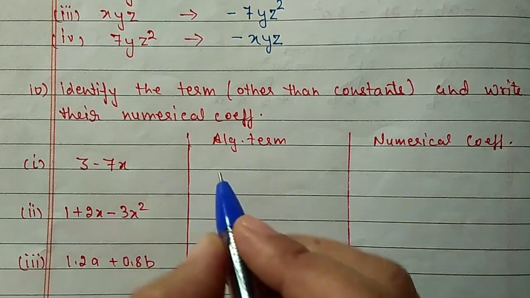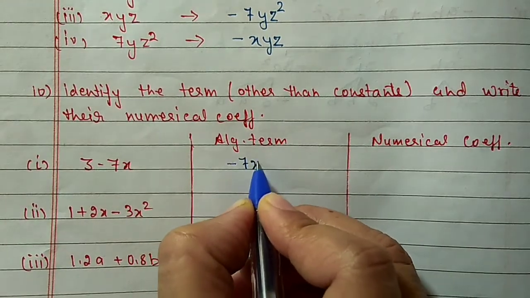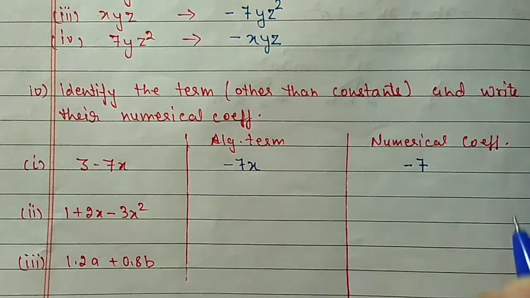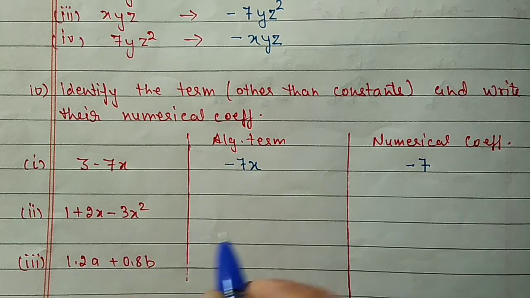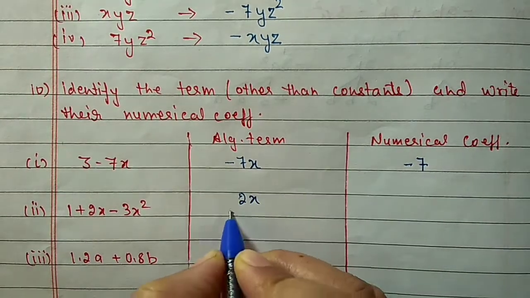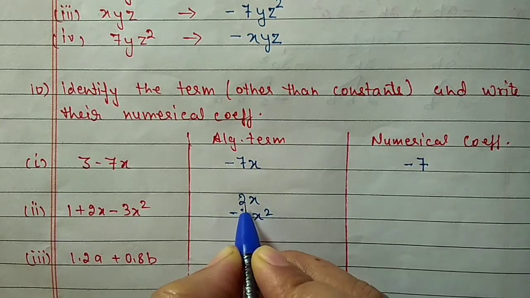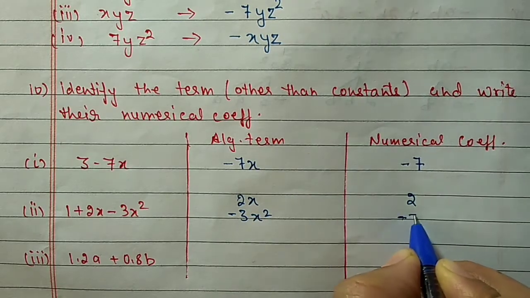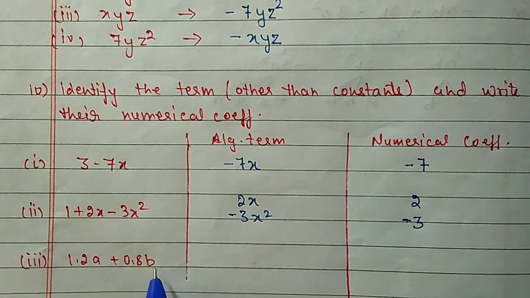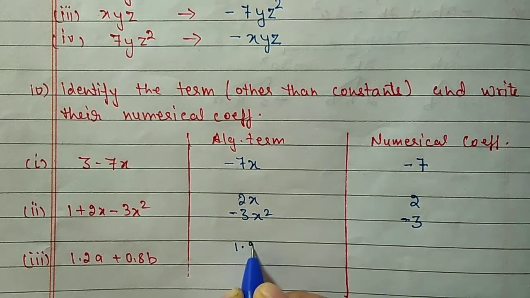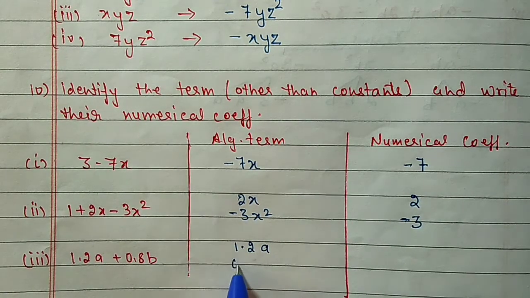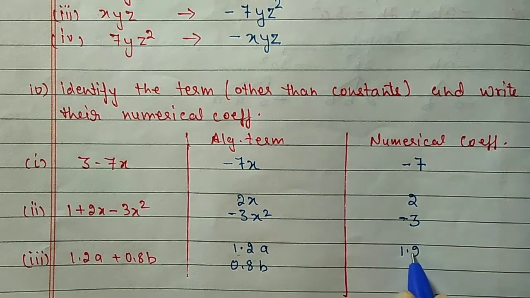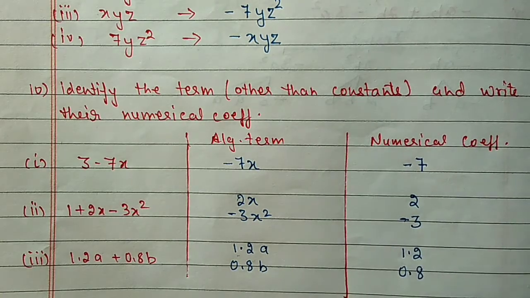So in first one we have only this minus 7x is the algebraic term, and for this numerical coefficient is minus 7. In second one we have two algebraic terms, first is 2x and second is minus 3x square. Numerical coefficient of 2x is 2, and for this numerical coefficient is minus 3. In third part we have two algebraic terms, first is 1.2a and second one is 0.8b. For this one numerical coefficient is 1.2 and for second one numerical coefficient is 0.8.